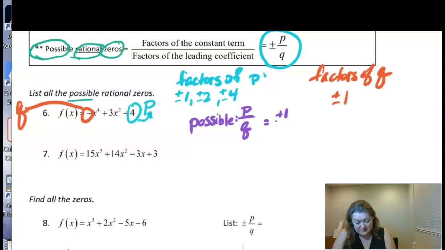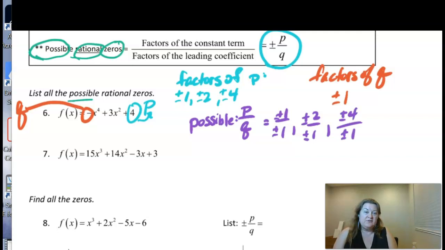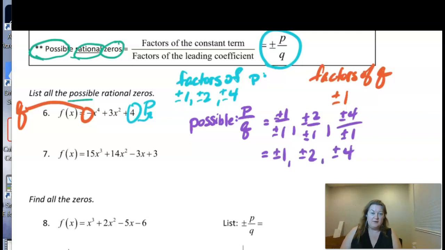So I'm going to have plus minus 1 over plus minus 1. Then I'm going to have plus minus 2 over plus minus 1. Then I'm going to have plus minus 4 over plus minus 1. And I'm going to reduce those, and can we just simplify the plus minuses and say it's just 1 plus minus in front of the whole thing? So this is going to be plus or minus 1, plus or minus 2, plus or minus 4. Okay, so all of our possible rational roots should still have plus or minuses in front of each one. All right? All right, that's it.